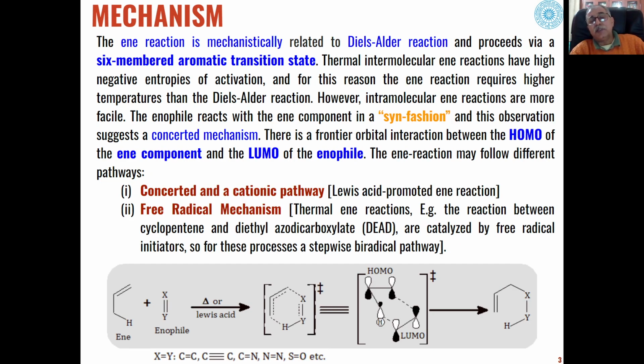As far as the mechanism is concerned, it is the same as we have seen in the case of the Diels-Alder reaction. All Ene reactions proceed via a 6-membered aromatic transition state. So basically, these are the four atoms here and two atoms here. They will form a six-membered aromatic transition state, and this transition state will transform into the products.